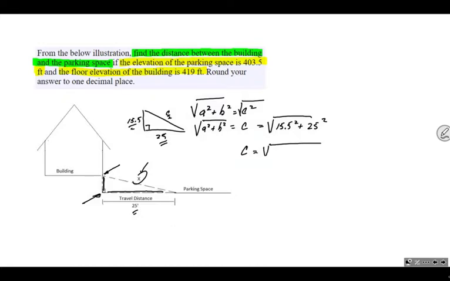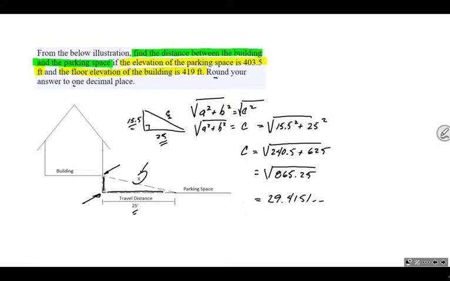What's that going to be? That's going to equal 240.25 if we punch that into our calculator. 25 squared is 625. So now we have c is equal to the square root of 865.25. Using the square root function on our calculator, we can determine that the square root of 865.25 is equal to 29.411, etc.